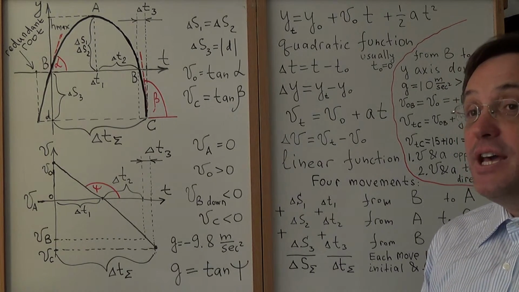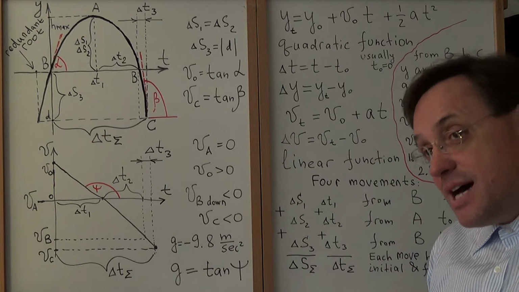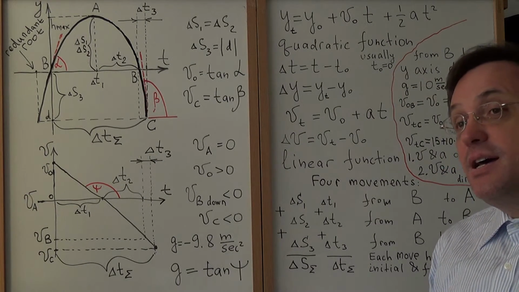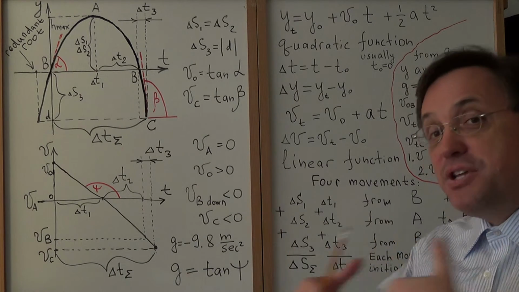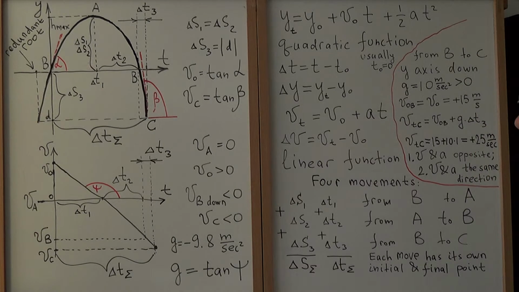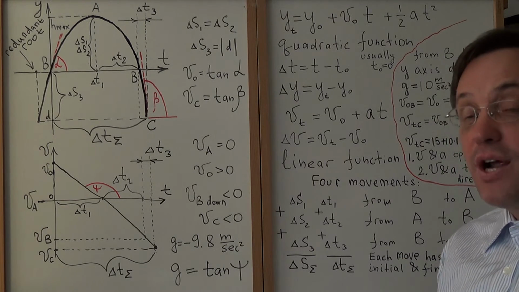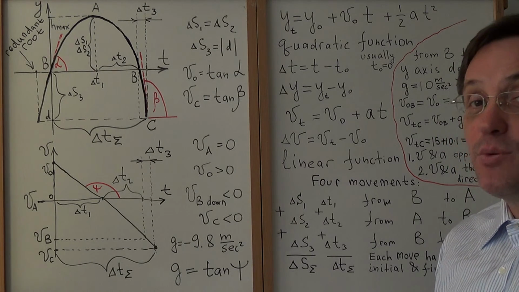For example, if velocity positive, acceleration positive, it's accelerating. Velocity negative, acceleration negative, it's still accelerating, speeding up. But if velocity positive, acceleration negative, or velocity negative, acceleration positive, then body will slow down.